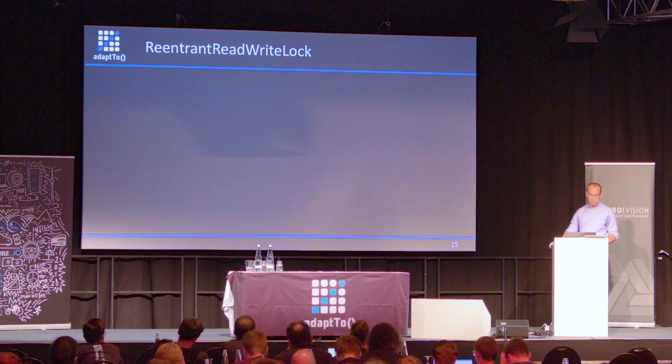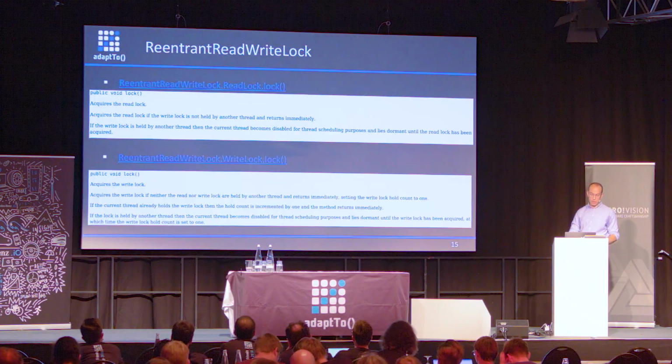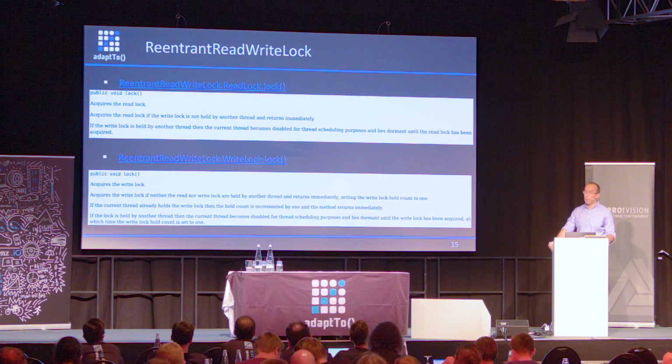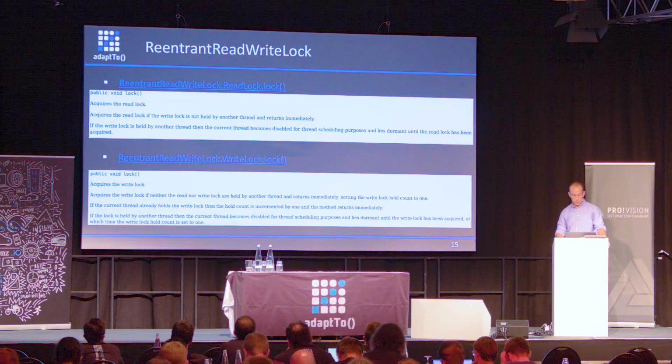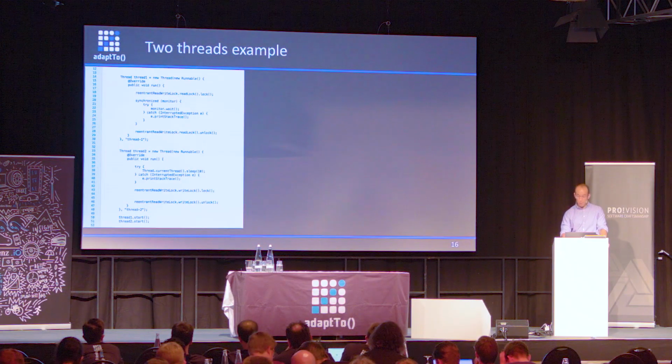Just quick information about this utility class, the reentrant read-write lock. It has two inner classes, the read lock and the write lock, and I will use this class in the next example. This is quick information directly from the API. If a thread tries to acquire the read lock, it will be possible if no other thread is already owning the write lock. So multiple reads are possible at the same time. But if I try to acquire the write lock, because I want to update something, it will be possible only if no other thread is owning a read or write lock. OK, so now we are ready for the next example.